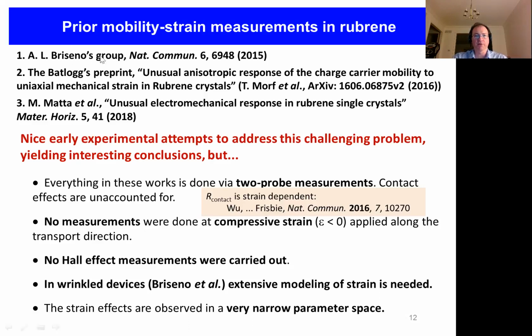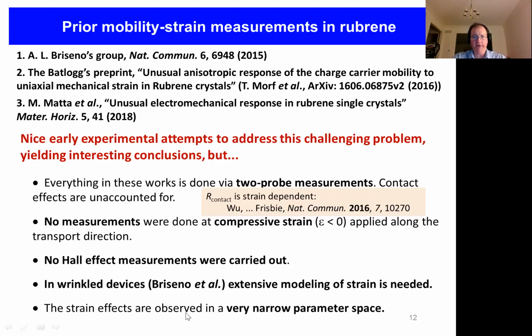It's not missing in Bresenio's group, but the problem with their measurements is that it's very hard to interpret wrinkling. It's very hard to extract strain values from the wrinkled structure. They had to use some extensive modeling to obtain the actual strain in the wrinkling, because they are not using simple bending. They use wrinkling.